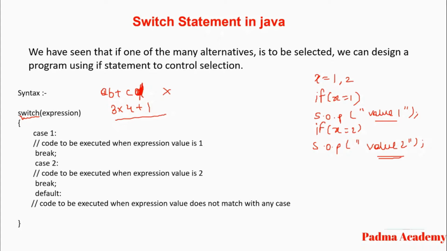It will match the expression value with the case value. If the expression value is 1 and the case value is 1, it will execute this block and then break. If the expression value is 2 and the case value is 2, it will execute this block and then break. If the expression value and the case value do not match, then the default code is executed. When the expression value does not match any case, the default code is executed.